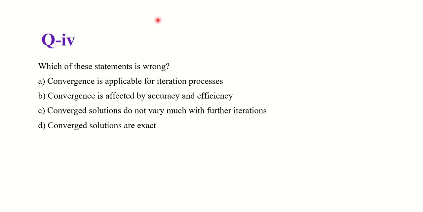Convergence is applicable for iteration processes. It is true. When we are iterating, we expect the solution between the present value and the previous value to be somewhat similar. So it is applicable for iteration processes, true. It is affected by accuracy and efficiency, it is also true. The order of accuracy and everything plays a prominent role. Converged solutions do not vary much with further iterations. This is also true. If the solution is converged, there is no need for it to vary further, right?